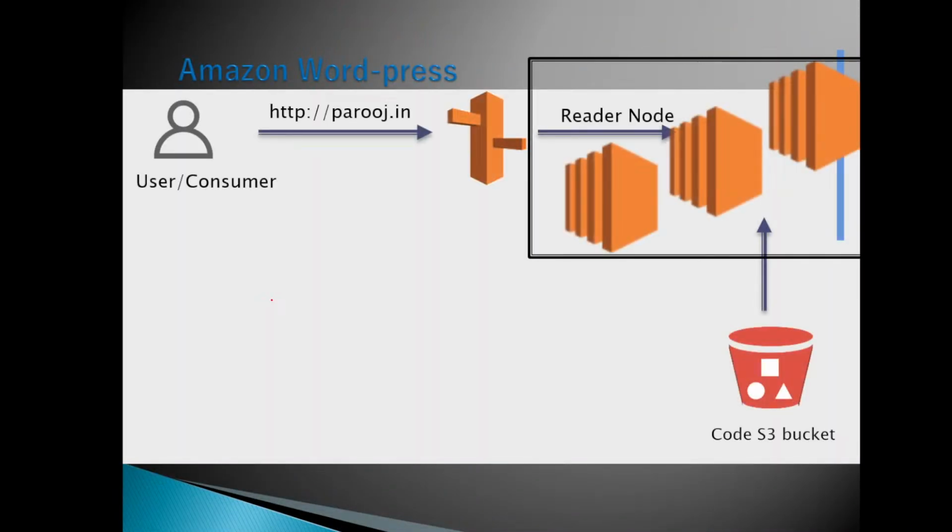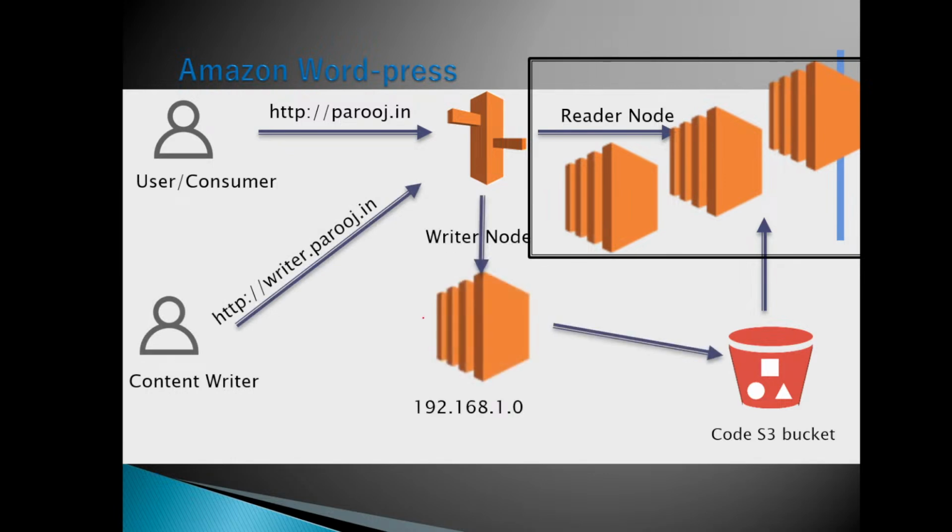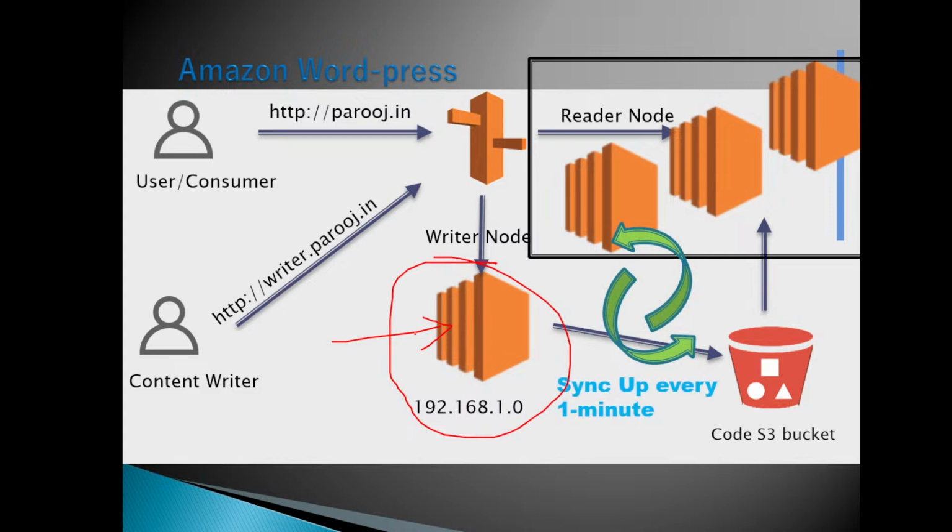I will show you one diagram. This is your writer. Now we are segregating into writer and reader nodes. I will explain what is writer and what is reader node. But right now this is your EC2 machine where you are uploading the blog continuously. So every 1 minute you want to sync with your S3 bucket.